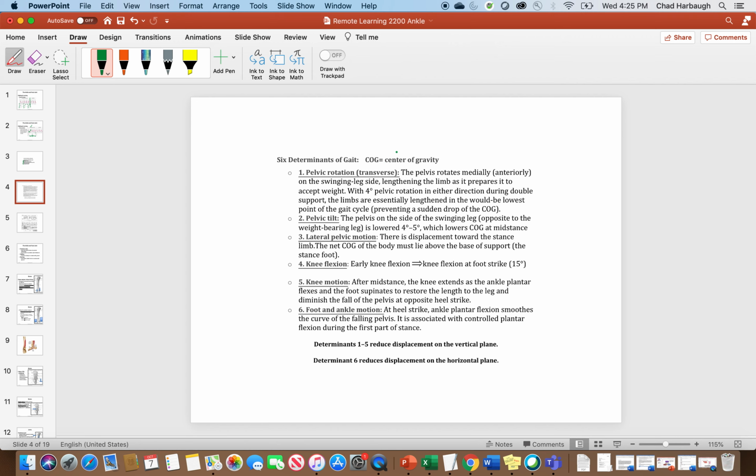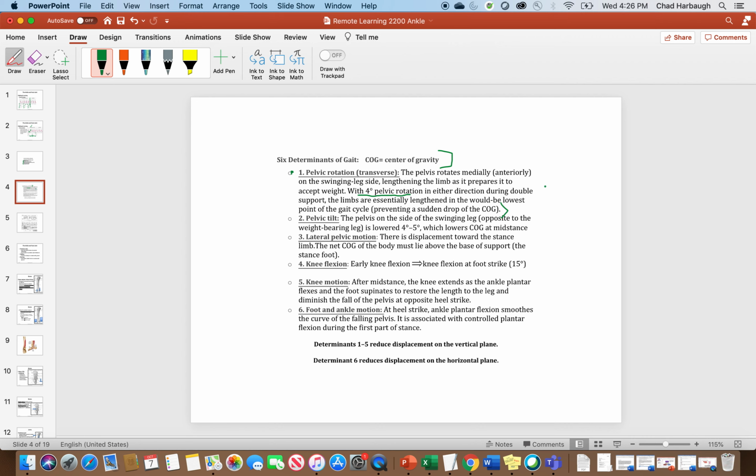The primary areas that we're going to center on is going to be the determinants of gait, which is going to directly affect the center of gravity. So we are going to see a pelvic rotation, and when we see a pelvic rotation, it should be within about 4 degrees of pelvic rotation. So when both feet are on the ground in a double support, we know that the limbs are essentially lengthened, and what we also know is this prevents the sudden drop of the center of gravity.